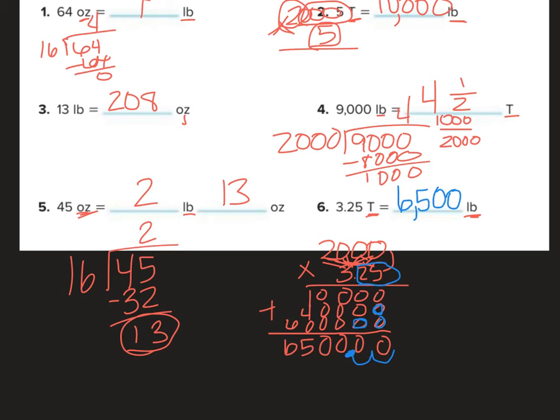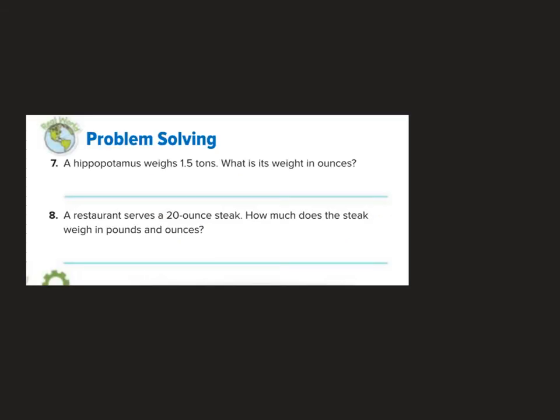6,500 pounds, which, if I use my estimating skills, guys, I'd say 3.25 is about 3. And 3 tons times 2,000 would be 6,000 pounds, right? So 6,500 pounds using that estimating skill looks pretty darn good.